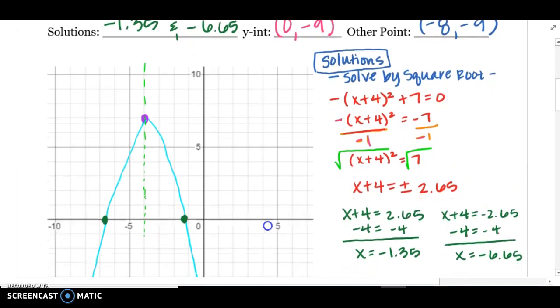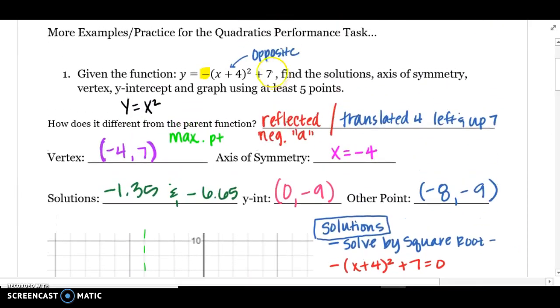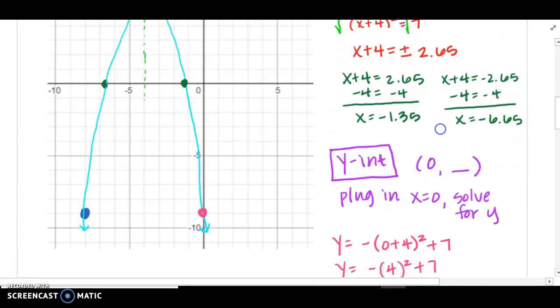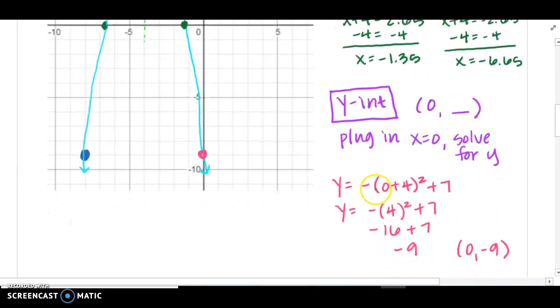The next thing we need to find is the y-intercept. Remember, 7 is not the y-intercept. This is not in standard form, it's in vertex form. So we have to go and find it. But don't make this more challenging than it is. The y-intercept is whatever y is when x is 0. So we're going to plug in 0 for x and solve for y, right into the original equation. So negative, and then in parentheses, 0 plus 4, quantity squared, plus 7. 0 plus 4 is 4. 4 squared is 16, but don't forget there's a negative out in front. -16 plus 7 is -9. So the y-intercept is 0, -9.